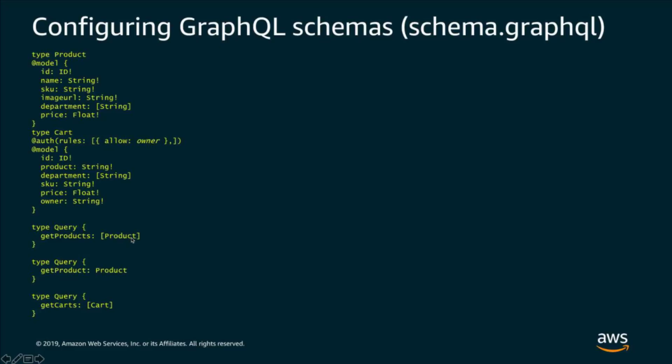And of course, for the different queries that we're going to use here, we have the get product query that will return an array of products. And then we also have a query that will return a single entity, which is a product. And we have a query that will return the items that we have in our cart.